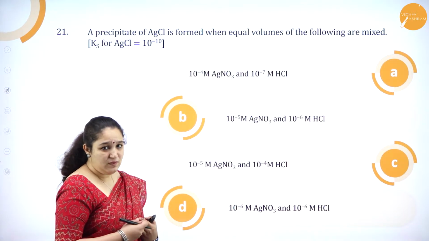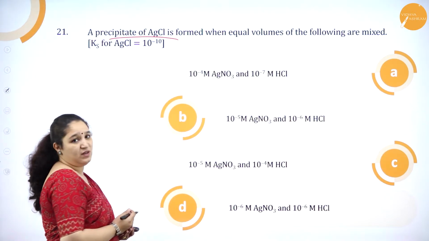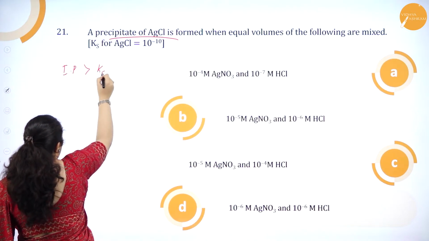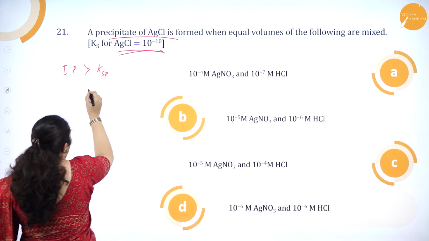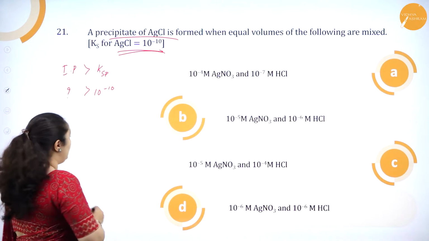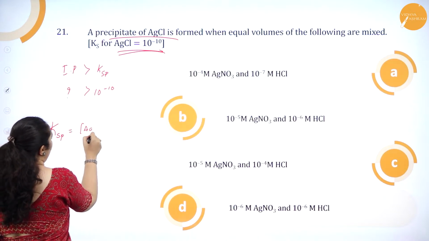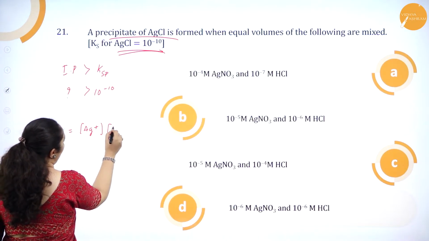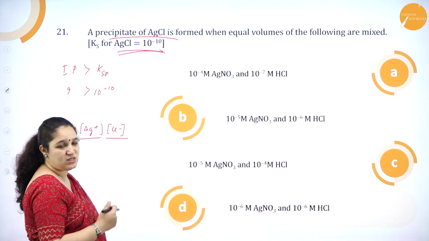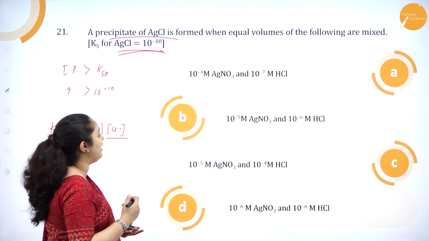Now here, the first thing we need to know is that we need to get the precipitate of AgCl. To get the precipitate of AgCl, the ionic product should be greater than the solubility product. And the solubility product, we know, is 10 to the power minus 10. So what will be the ionic product? For AgCl, the ionic product is the molar concentration of Ag plus into the molar concentration of Cl minus. That is AgNO3 into HCl. If I do the molar concentration, I'll get the ionic product. The solubility product is known, so I'll find the ionic product here.